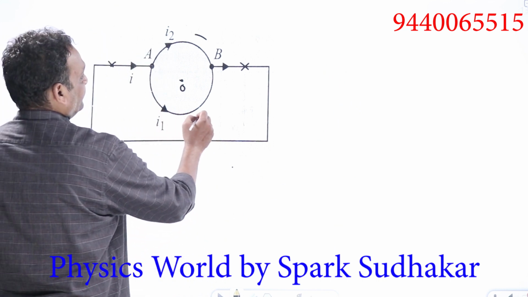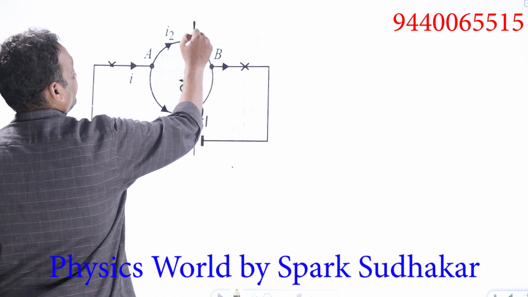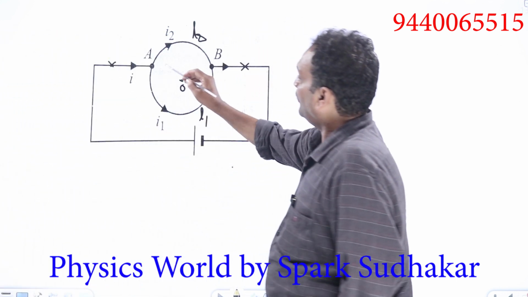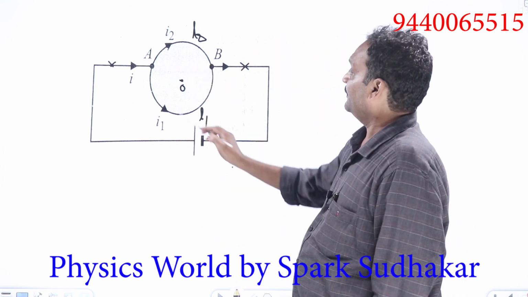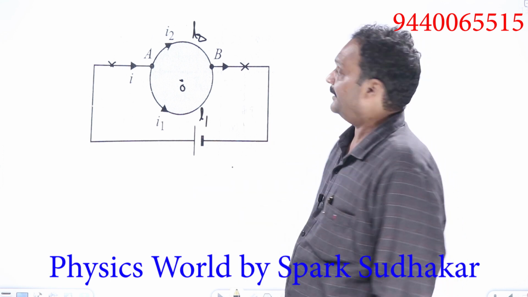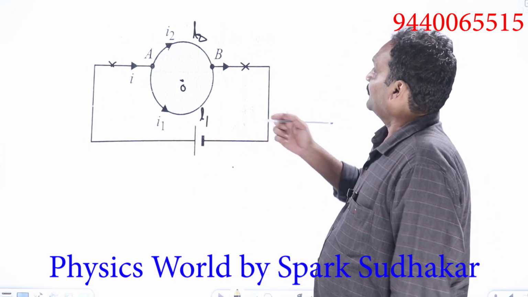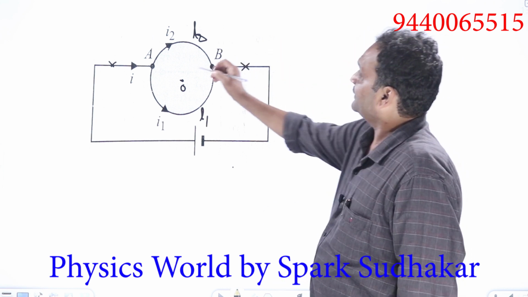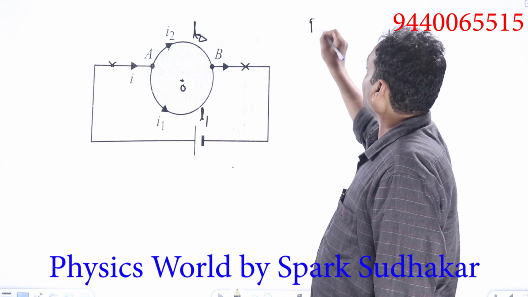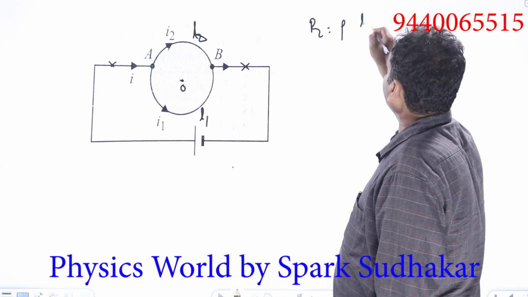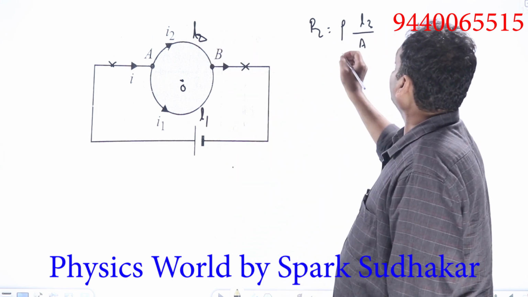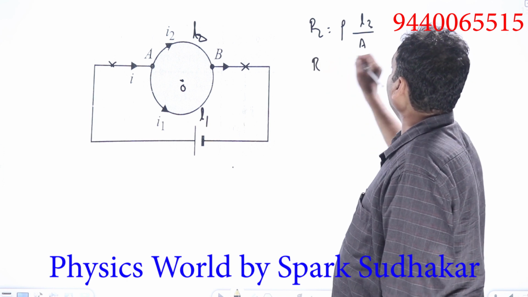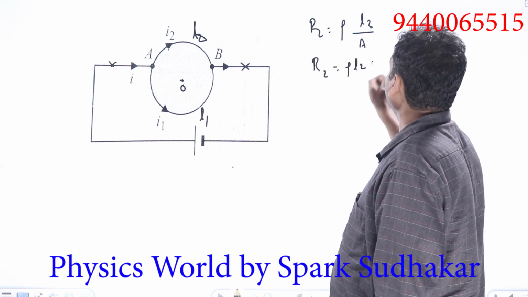Now let the length of this segment be L1, and let the length of this segment be L2. We have to see how much current is flowing in this one and in this one, that is, the relation between I1 and I2. Now what is the resistance of this part? Resistance of this part R2 equals rho L2 by area. Resistivity of the wire is the same, and area of cross section of the wire is also the same, so rho by A is constant, and R2 equals rho L2 by A.